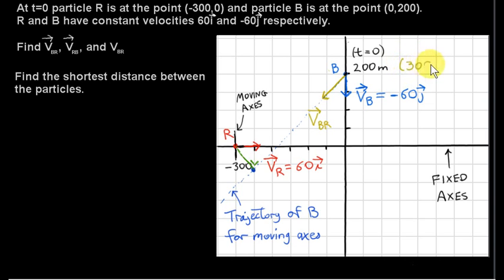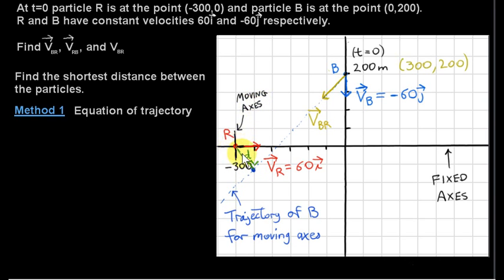We have 300, 200 for the position of particle B at t equals 0. The first method I will use to find this distance d between the particles is to get the equation of the trajectory relative to the moving axis, of course, and then find this distance using coordinate geometry. Basically, we're using a formula for getting the shortest distance of a point to a line, where the point is the origin of the moving axis.